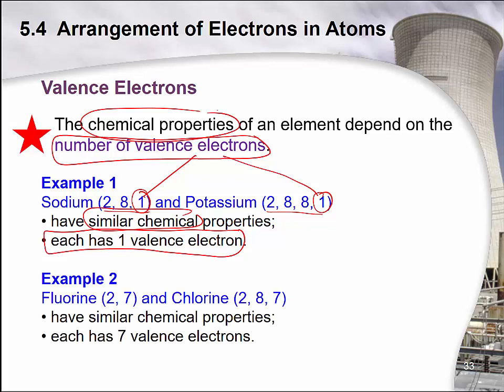So the next example: fluorine has proton number 9 and chlorine has 17. So the configuration is 2, 7 for fluorine, and 2, 8, 7 for chlorine. Now just look at the last number. The last number is the number of valence electrons. They both have 7 valence electrons. Since they have the same number of valence electrons, they react similarly. Similar chemical property means similar chemical reaction.